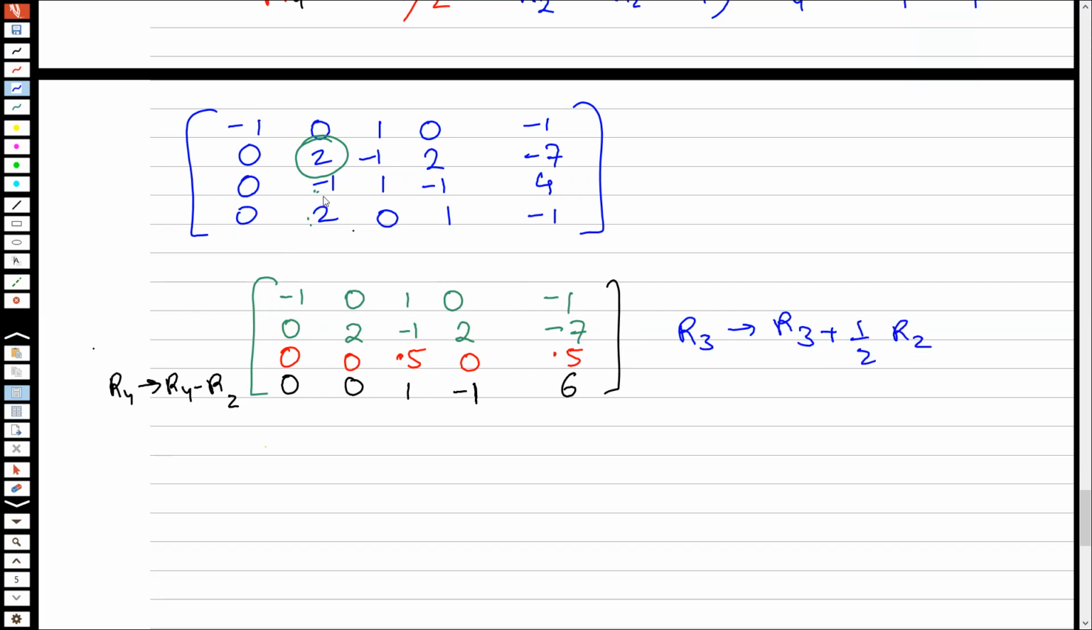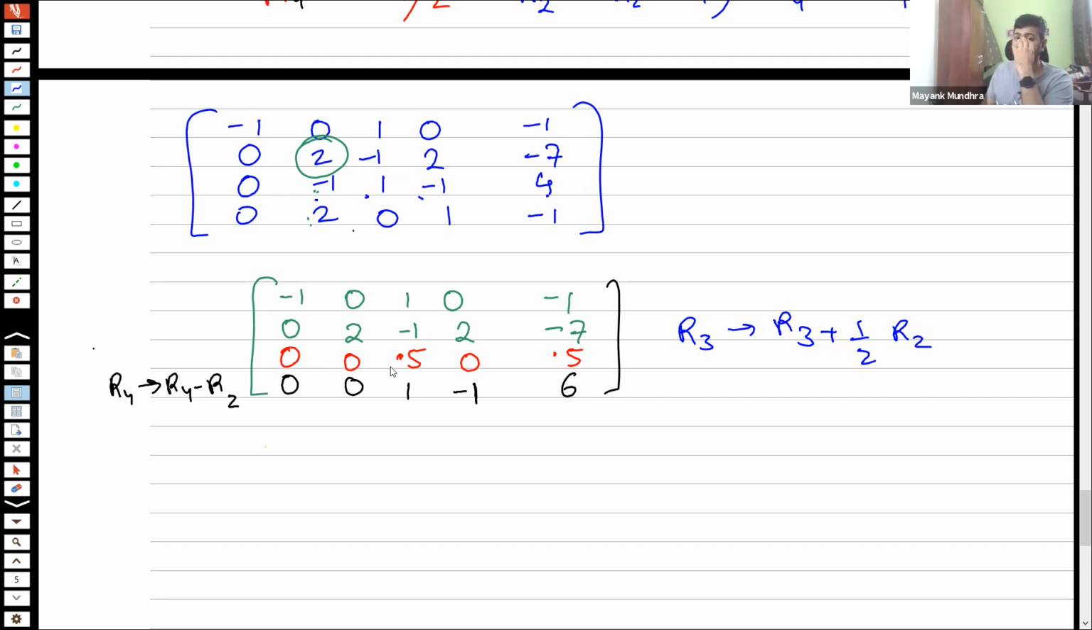Sir, can't we do R3 plus R2 in calculation? You can do that. The important thing is to make this 0. Okay, so you can do that. No problem. But remember, when you do that, first make the entire row twice. Multiply the entire row by 2, these numbers also. And then you subtract whatever you want to do.